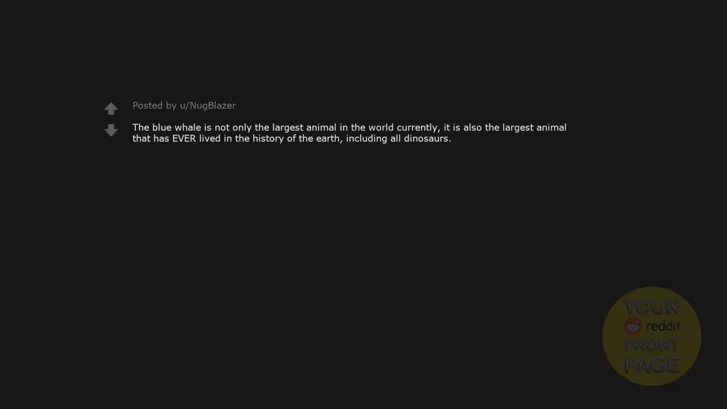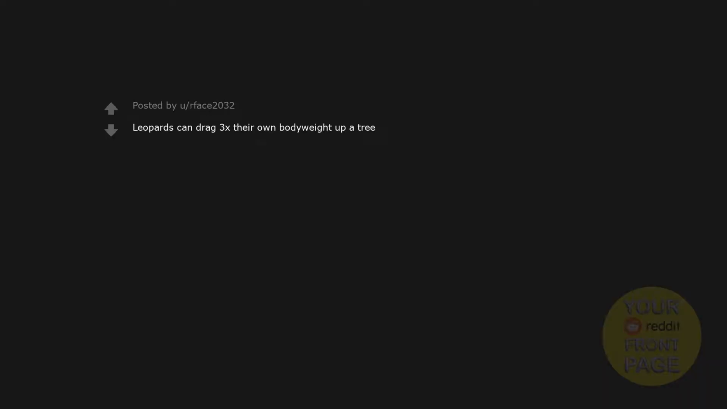The blue whale is not only the largest animal in the world currently, it is also the largest animal that has ever lived in the history of the Earth, including all dinosaurs. Leopards can drag 3x their own body weight up a tree.